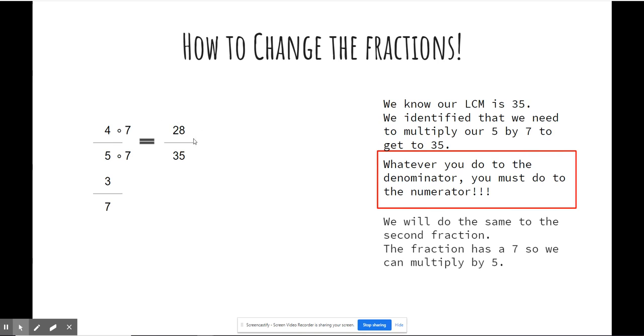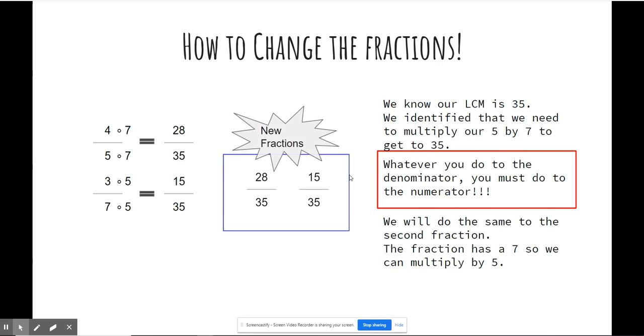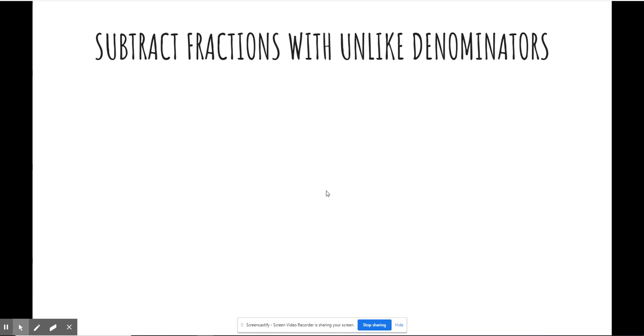We are doing this so that we have common denominators. Don't forget that. Now, for this one, we know we have a 7 as a denominator, and we need to get it to a 35. So we have to multiply it by 5. 3 times 5 is 15 over that 35 that we are looking for. Now, both of these fractions, this 4 fifths and this 3 sevenths, are gone. We're done with them, and we are starting with 28 35ths and 15 35ths.